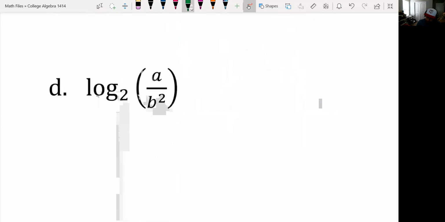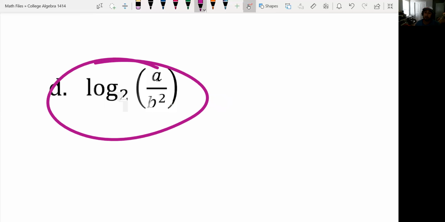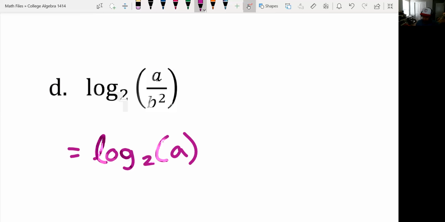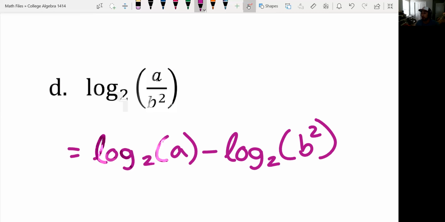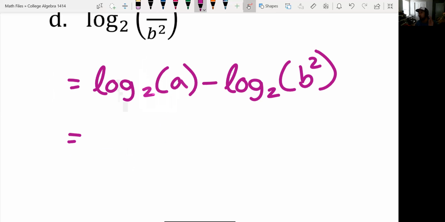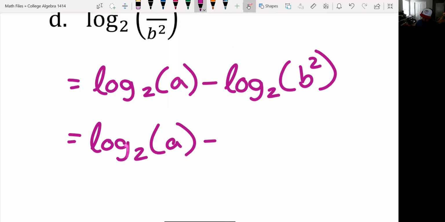Okay. Next one. Again, this is going to be a quotient to difference. So this will expand to log base 2 of a minus log base 2 of b squared. And we can expand this one more time by using the power rule, because we see that this 2 can be brought to the front. So our answer, final answer, will be log base 2 of a minus 2 log base 2 of b.